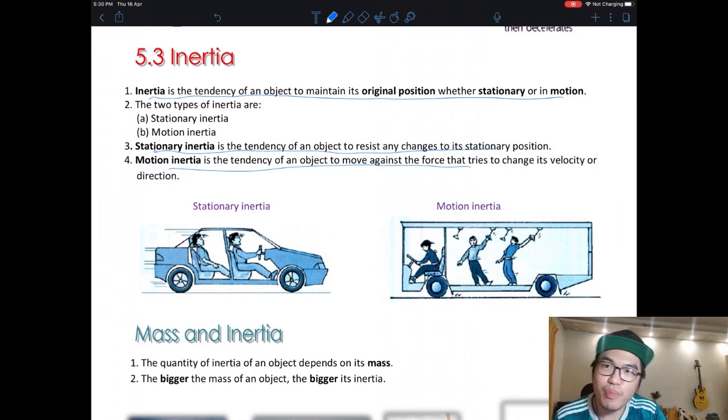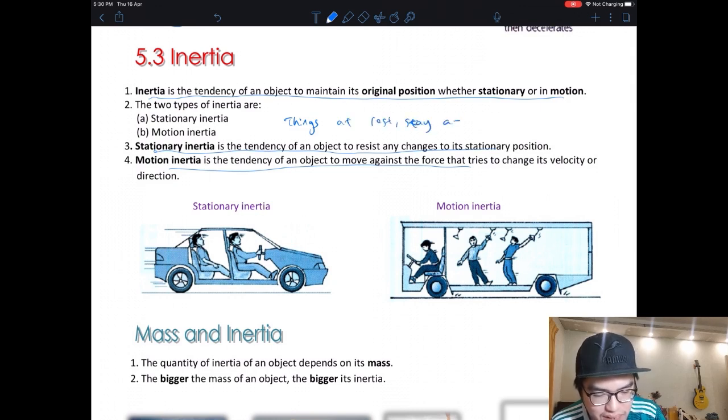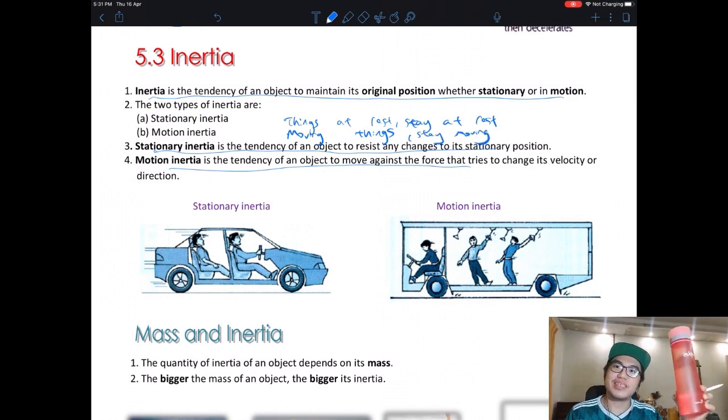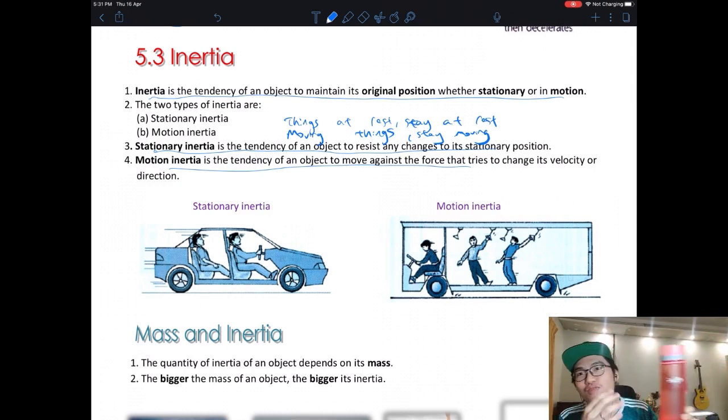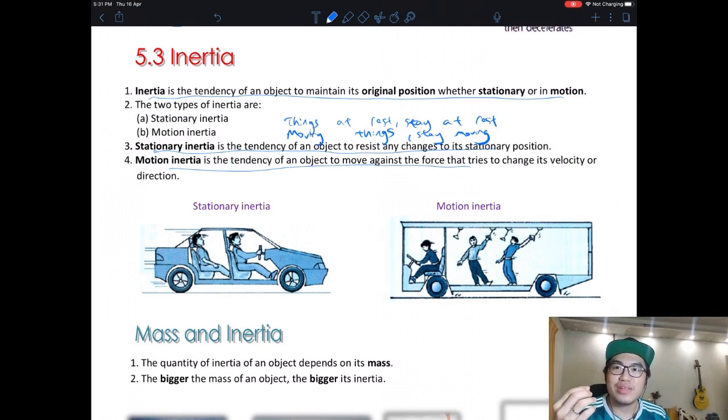Okay, so to put it short, a simple way I memorize is things at rest stay at rest. Moving things stay moving. Okay, things at rest stay at rest. It doesn't want to move. Moving things stay moving. So the resistance, where I don't want to change my motion, is what we call inertia.